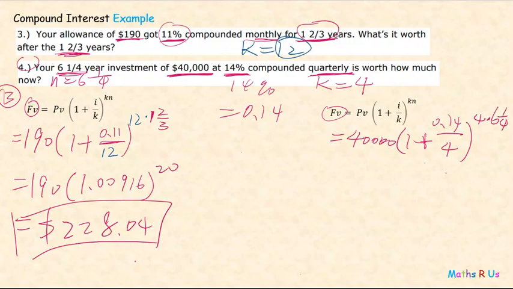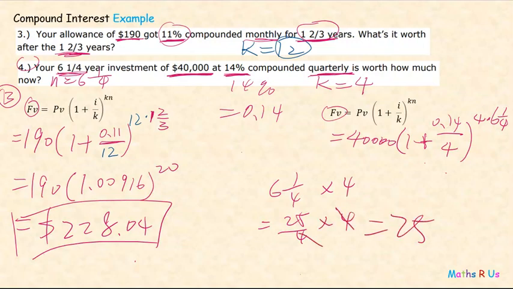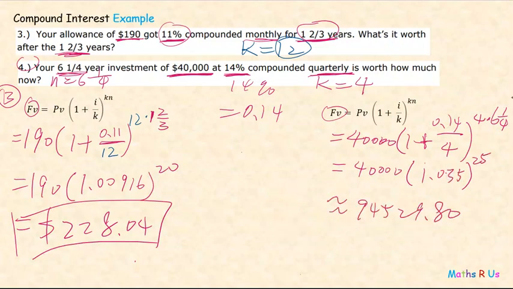Now 6 and 1 over 4 equals 25 over 4, and times 4 times 4, simplify, equals 25. We will write this equation like this. Putting it in your calculator, it's equal to $94,529.80. That's the answer of question 4. Now let's see question 5.